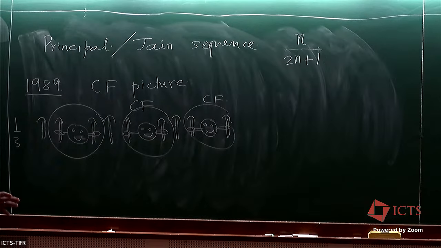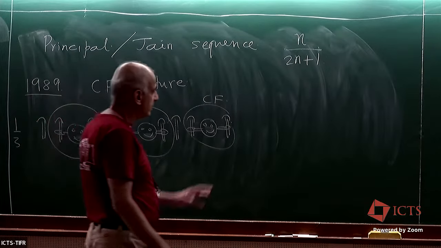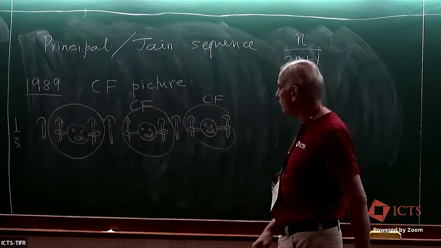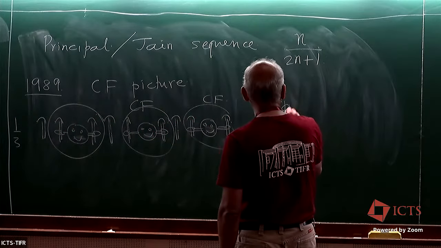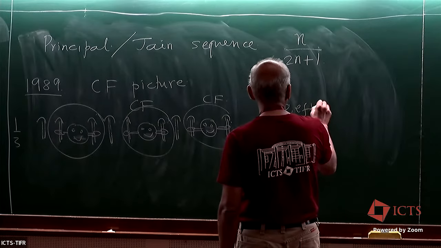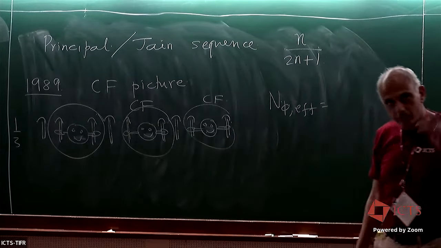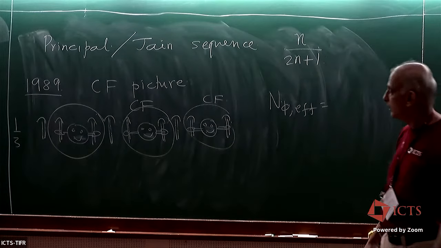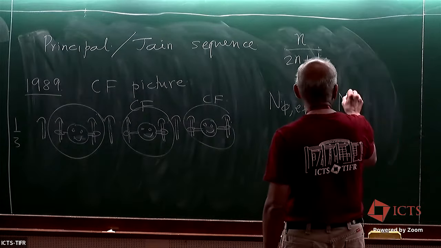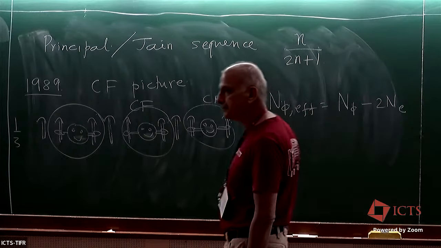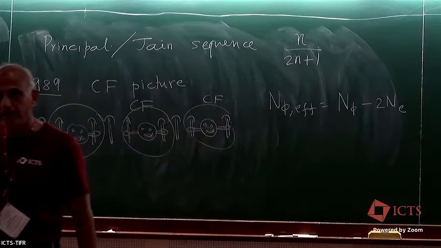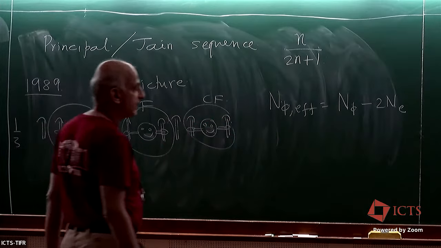So if I want to write down some elementary numerology of this, what would I say? I would say that there's some n phi, but then each electron captures 2 flux quanta, swallows it somehow. We don't know how exactly yet, but we'll see shortly. So it swallows 2 flux quanta, so the number of flux quanta left is this. Okay, that's n phi effective.